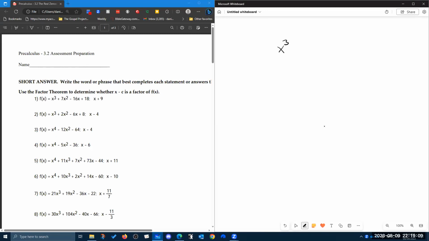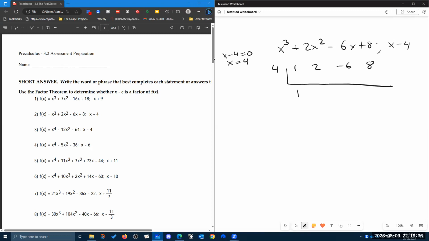x cubed plus 2x squared minus 6x plus 8. We want to check the divisor x minus 4. So we're going to set x minus 4 equal to 0 and get x equals 4. We're going to put a 4 on the outside. 1, 2, -6, and 8. 1 times 4 is 4. Add and get 6. 2 plus 4 was 6. 4 times 6 is 24. 24 minus 6 is 18.